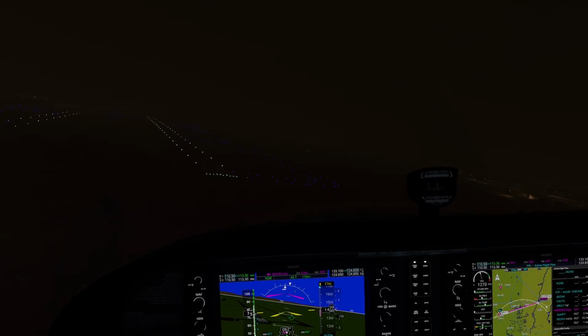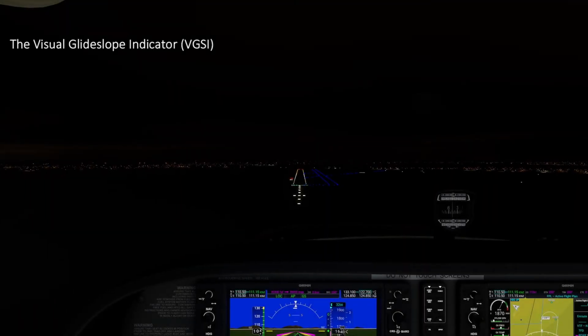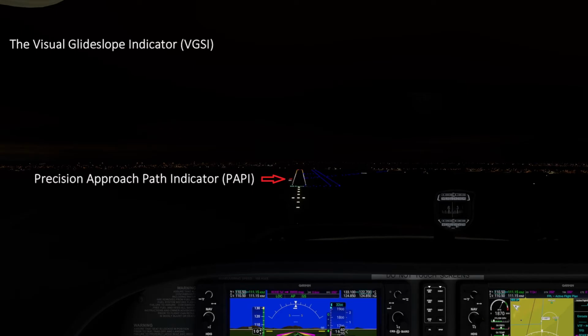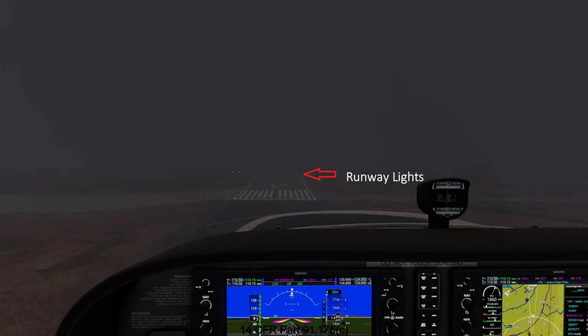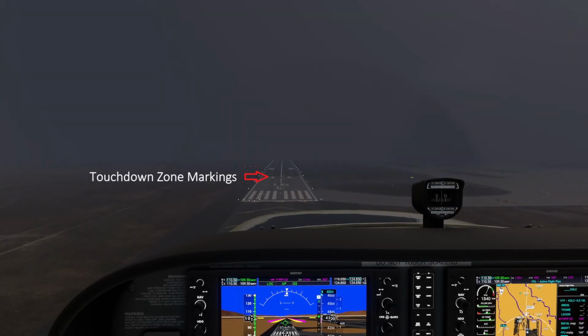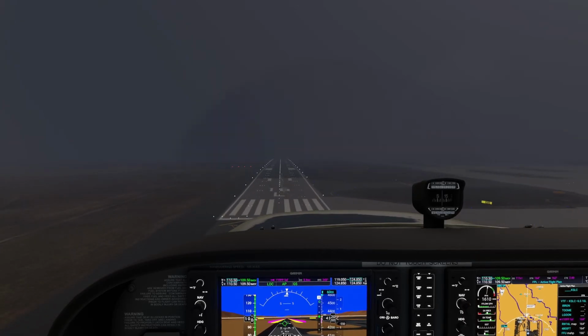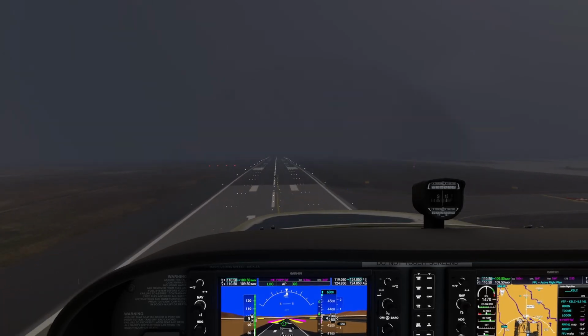If at any point during the approach we get the runway end identifier lights, or REIL, the Visual Glide Slope Indicator, VGSI, the runway markings, runway lights, the threshold markings, threshold lights, the touchdown zone markings, or touchdown zone lights, we can descend below the DA or MDA and continue descent all the way down to the runway.